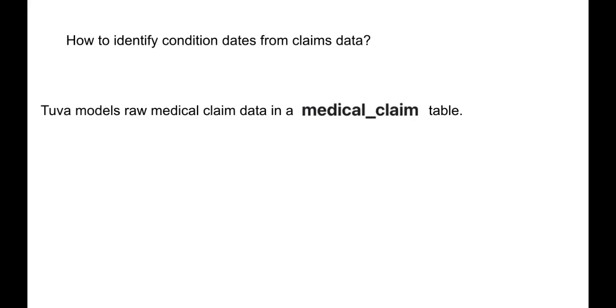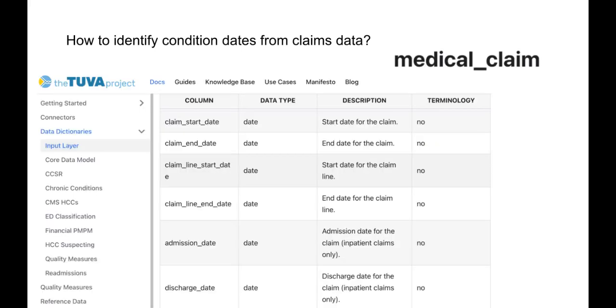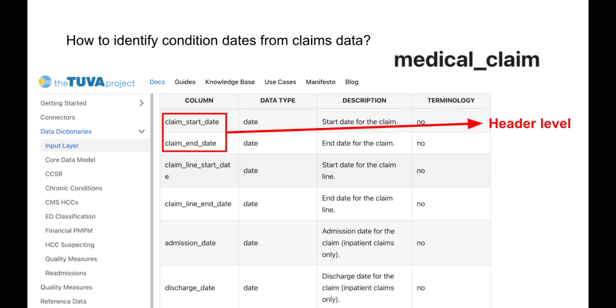In Tuva, we model raw medical claim data into a medical claim table, and this table has multiple rows per claim. There's one row for each claim line. And there are several date fields in this table that could potentially be assigned as the date corresponding to the presence of a diagnosis code on the claim. So we have a claim start date and a claim end date. These are header level fields that are the same for every claim line within a claim.